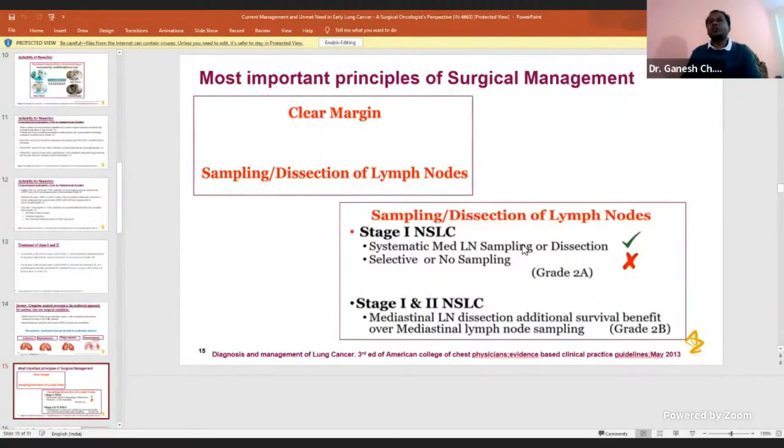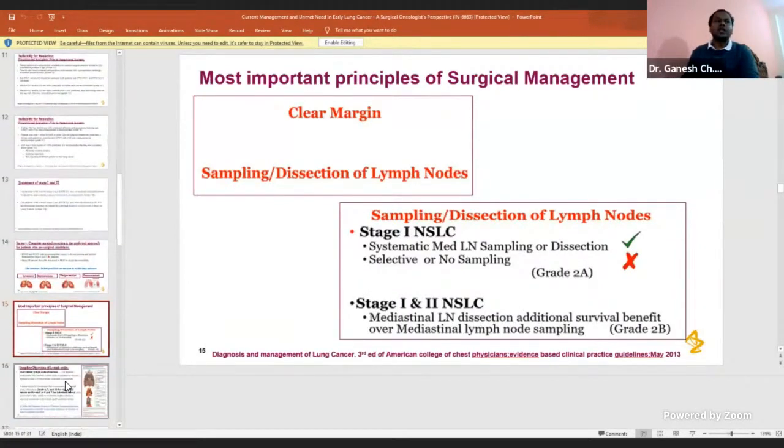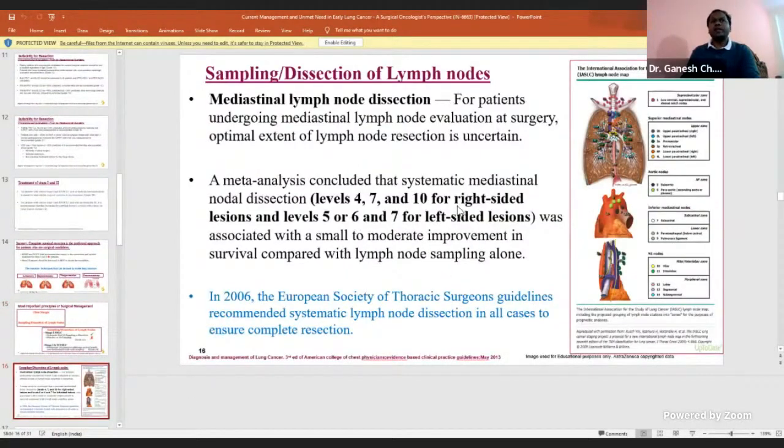If stage 1, we do mediastinal sampling. From stage 2 onwards, or if we suspect lymph node involvement, then we do mediastinal dissection. In a meta-analysis, after systematic mediastinal dissection, there is a small to moderate improvement in survival benefit. So we can do lymph node sampling in stage 1, and from stage 2 onwards we do mediastinal dissection.